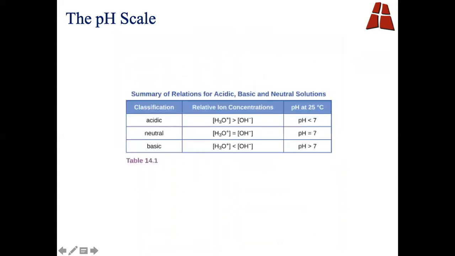Okay. And as a take-home point, things that are acidic will have a greater concentration of hydronium than hydroxide, and they will have a pH less than 7 at 25 degrees Celsius. Things that are neutral will have equal amounts, and things that are basic will have less hydronium than hydroxide and a pH greater than 7.